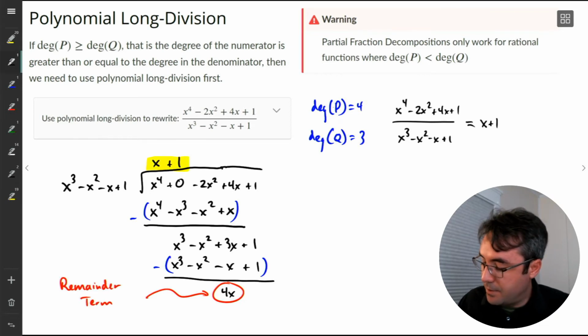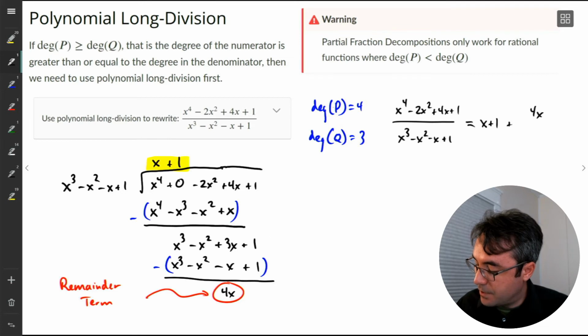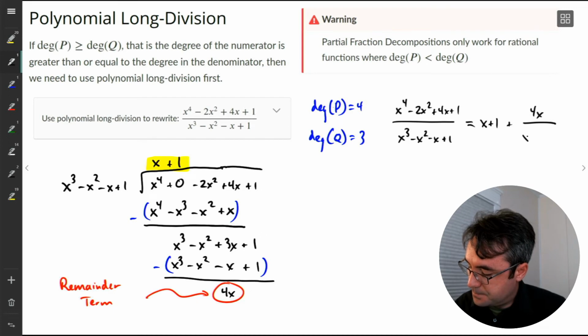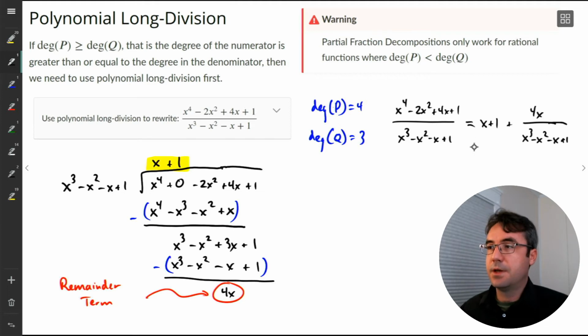That's going to become part of our remainder term. So we're going to have plus 4x over, and we're still dividing that by our denominator. It's just we can't do any more division. That's as far as we can go. So we were able to completely divide out an x plus 1, and then we have this leftover 4x divided by x cubed minus x squared minus x plus 1. That's generally how polynomial long division works. And once we get to this point, we could actually do partial fractions on that fraction.